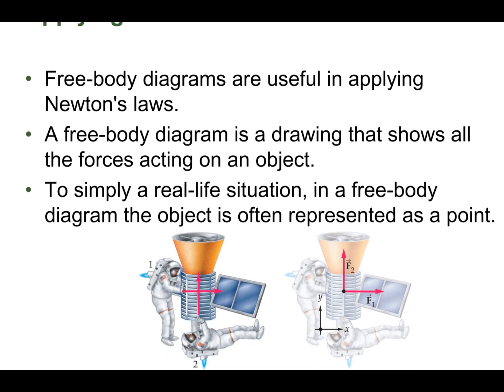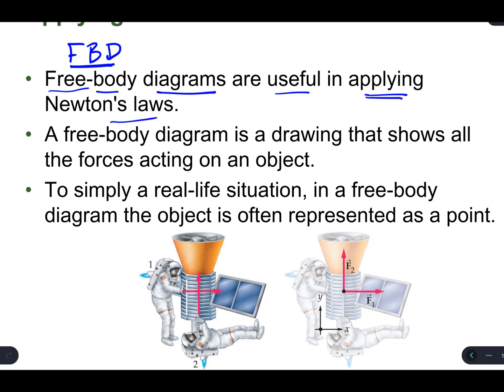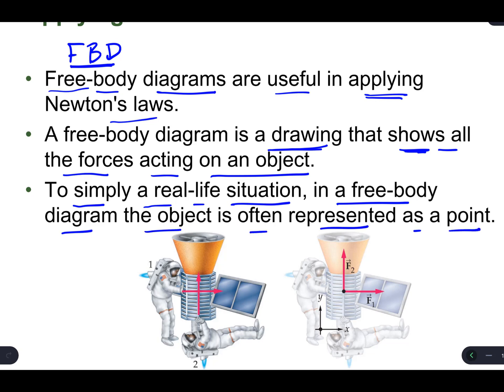We will go to something else, what we call a free body diagram. Free, F; body, B; diagram, D. So we call it FBD, free body diagram. It is a drawing useful in applying Newton's law. A free body diagram is a drawing that shows all the forces acting on an object. To simplify a real life situation in a free body diagram, the object is often represented as a point.